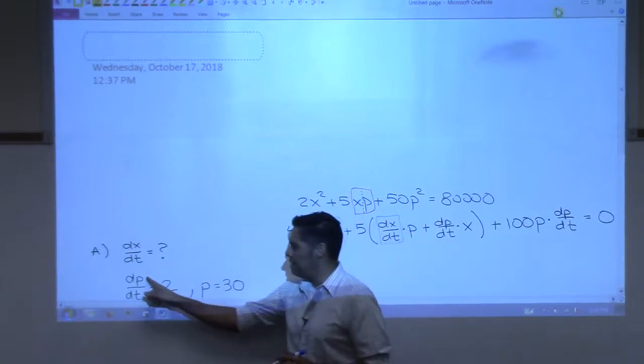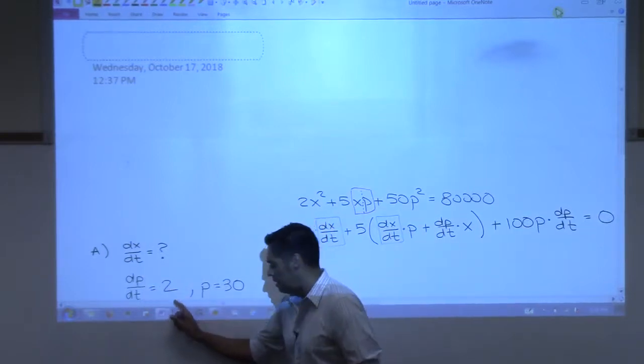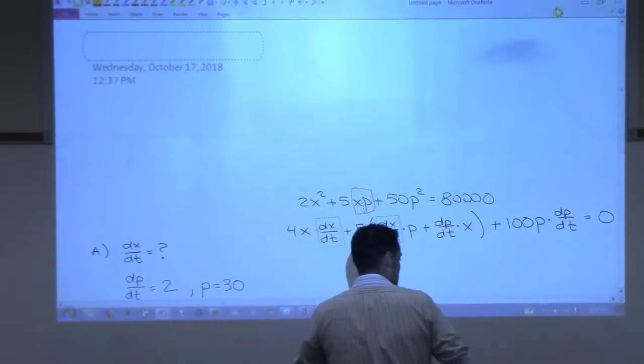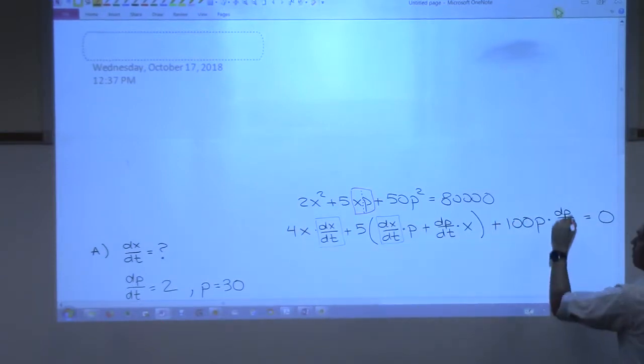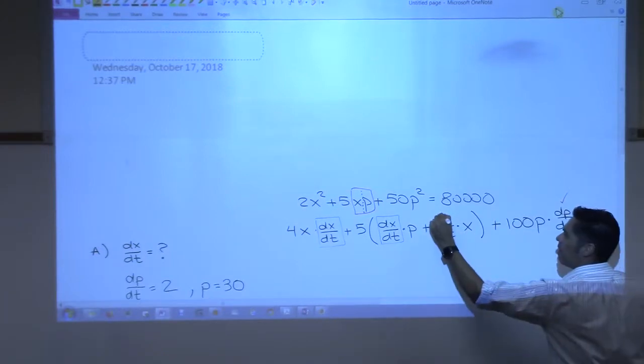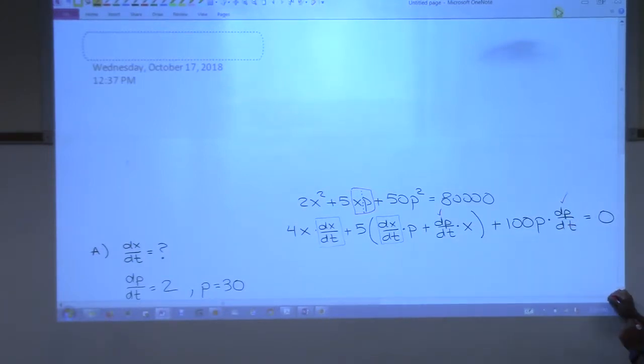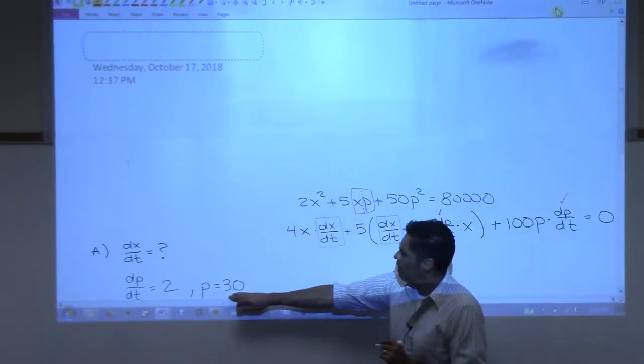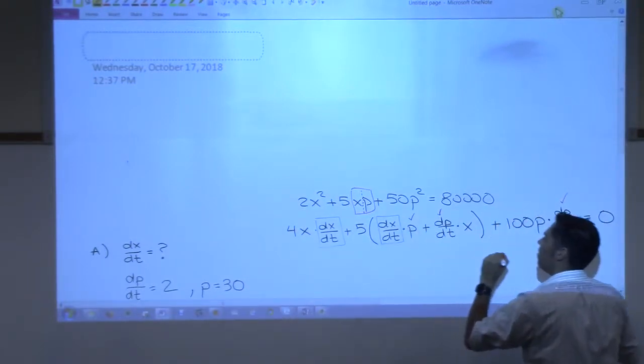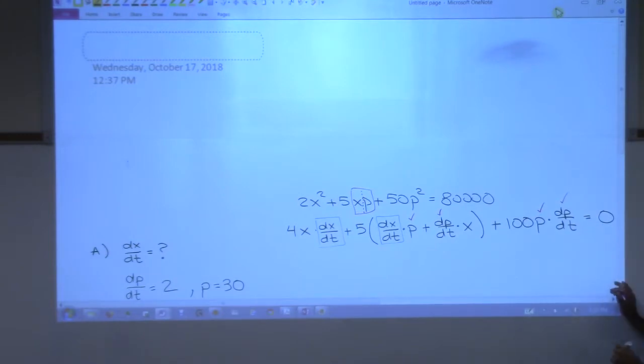and replace my dp/dt with 2, right? So I'm going to put some check marks next to the things I can replace. This will be replaced with a number, and this will be replaced with a number, right? Now what about p? Can I replace p with something? Yes. 30. That p can be replaced with 30, and that p can be replaced with 30.